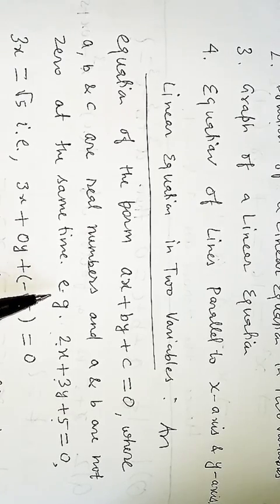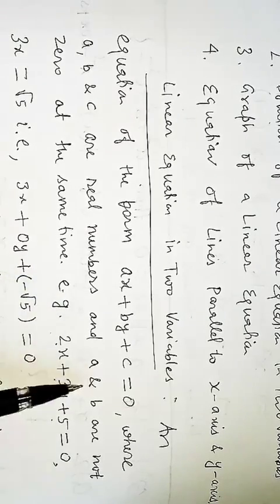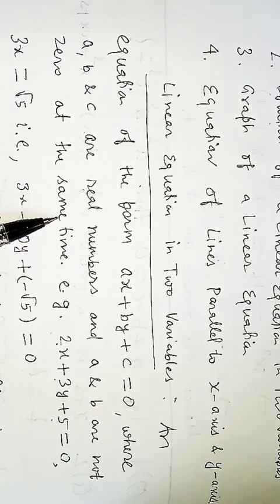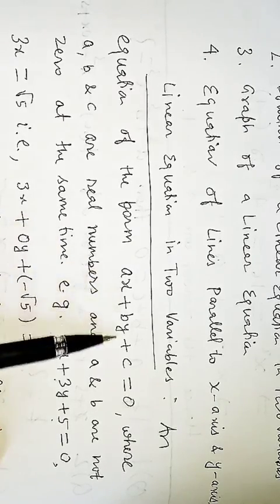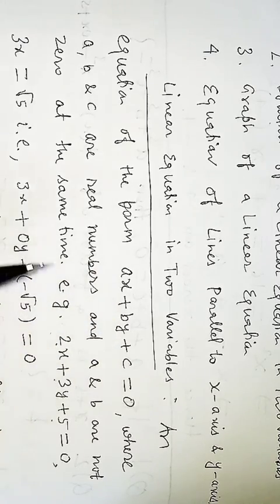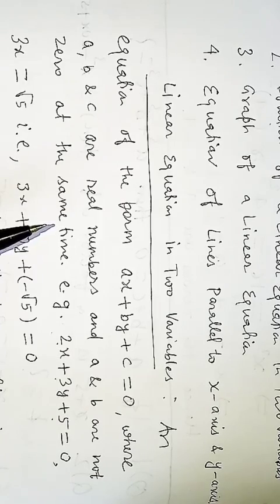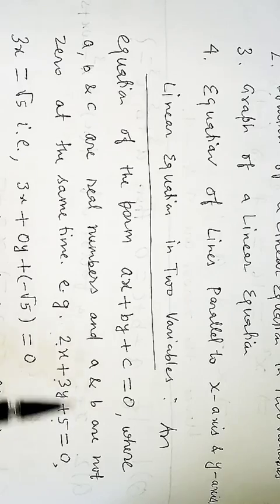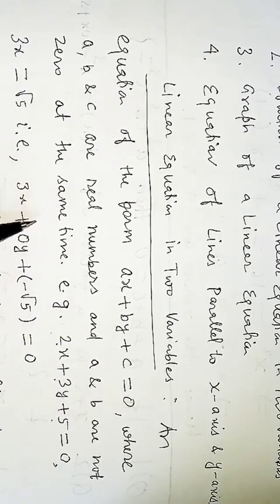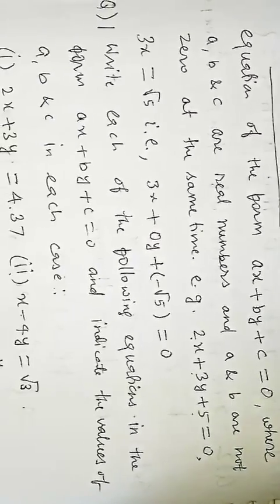In the definition, it is said that a and b are not 0 at the same time, because whenever a and b are 0, then we have c is equal to 0. But c is a real number, so it is not always 0. Hence, we have to say a and b are not 0 at the same time. Now, there is a question based on it.